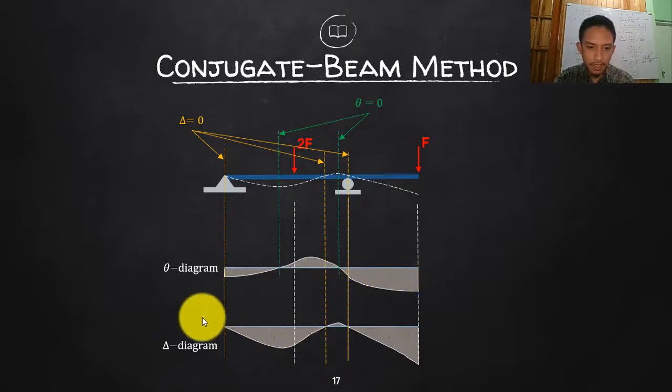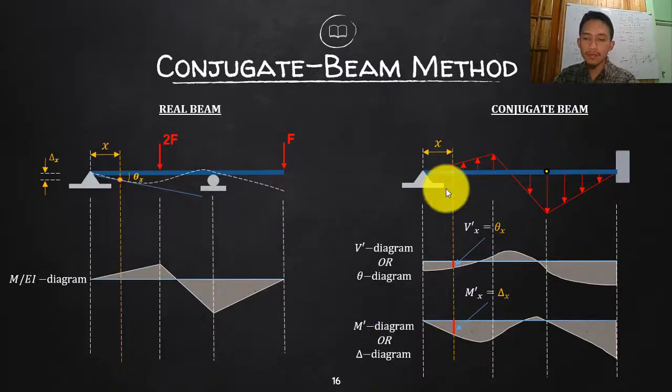So as you can see, this is the deflection. The shape of the delta diagram, or the M diagram of the conjugate beam, is actually the shape of your deformation. That is the elastic curve, as you can see. This is what I'm saying. So that's why I suggest it that way.